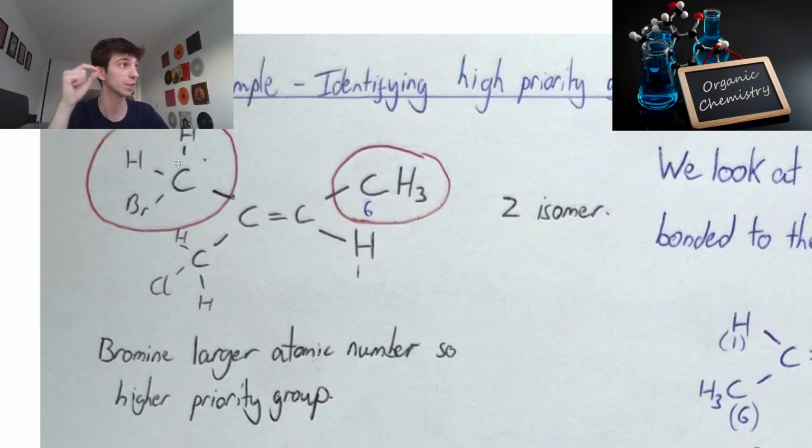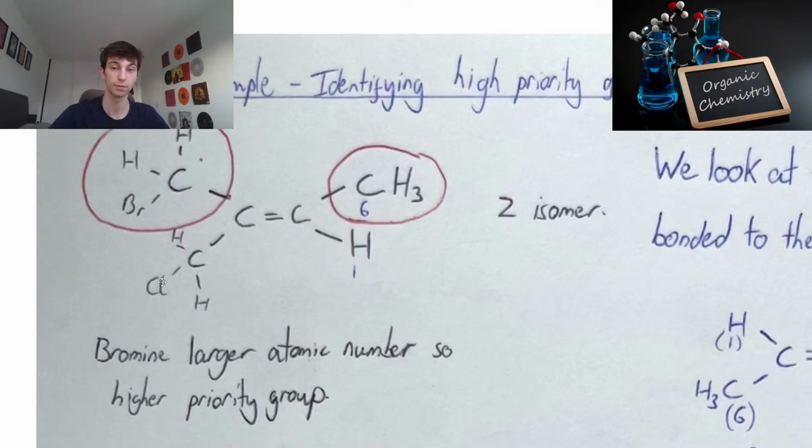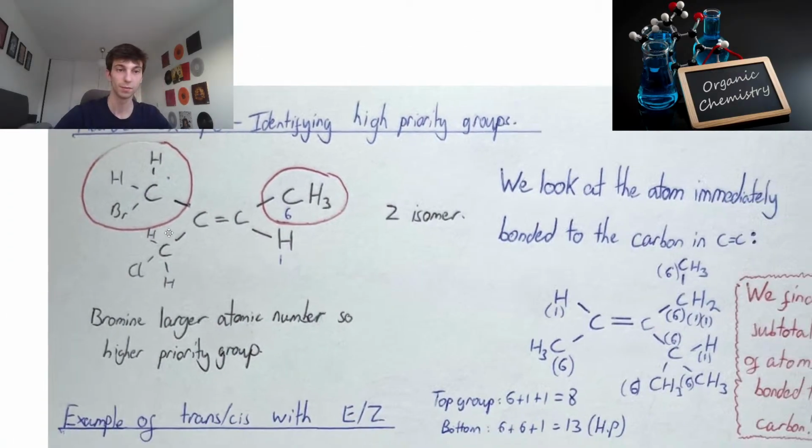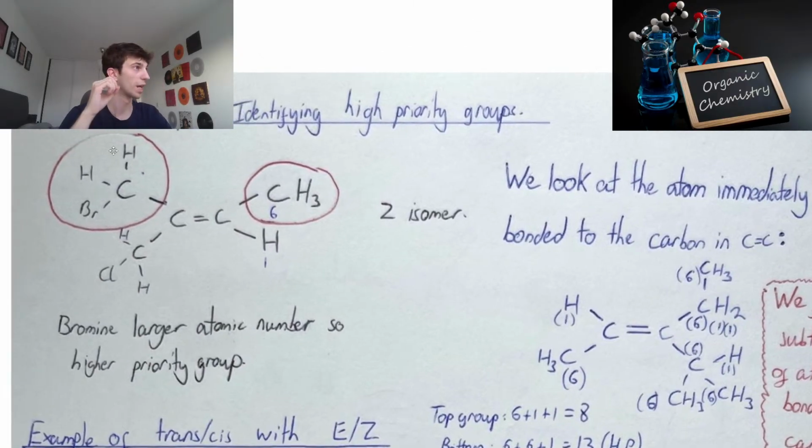We have to see the atoms that carbon is directly bonded to. We have a hydrogen and a bromine, then we have a hydrogen and a chlorine. Because that bromine is higher, we're going to have a higher priority group with the bromine. You go to that next bonded atom. You don't keep going along the whole chain, you go to the next bonded atom, okay?